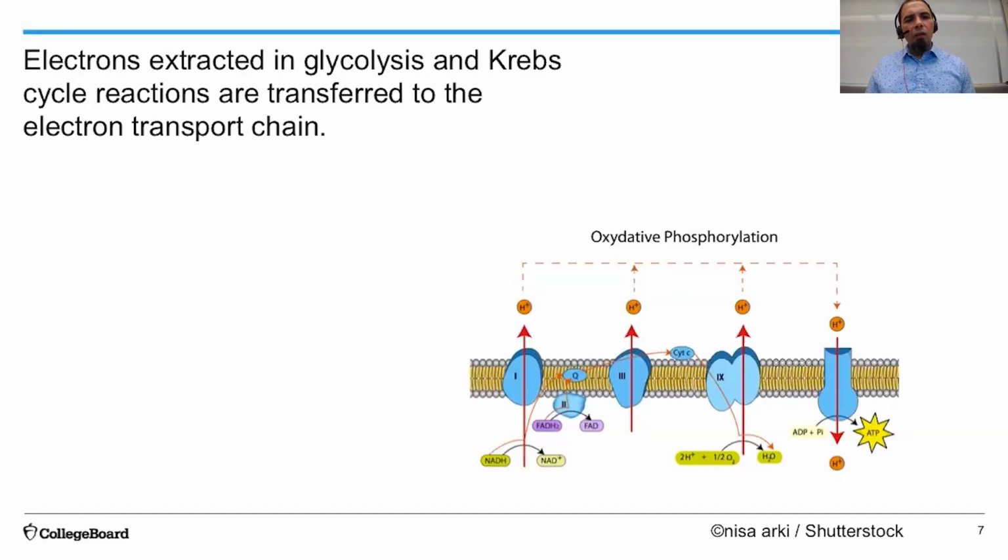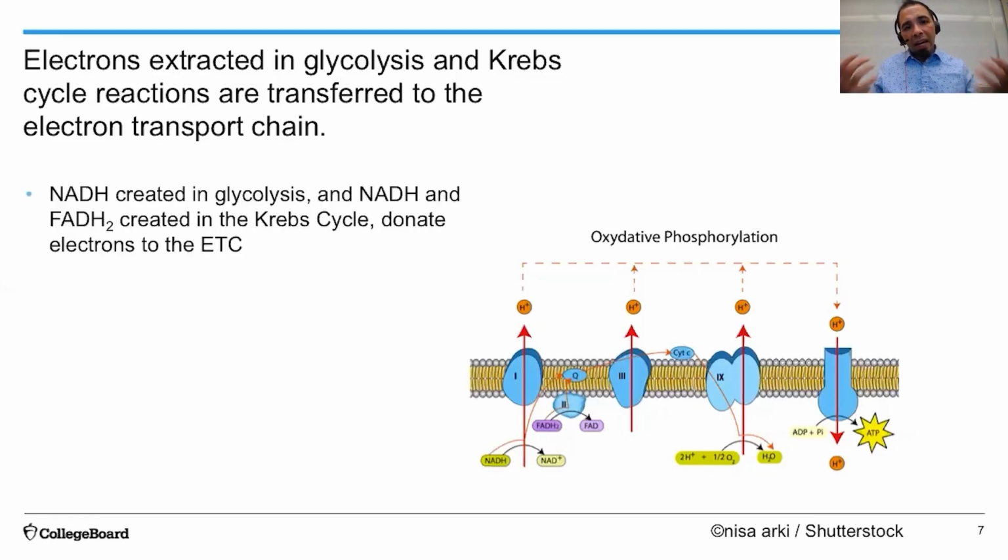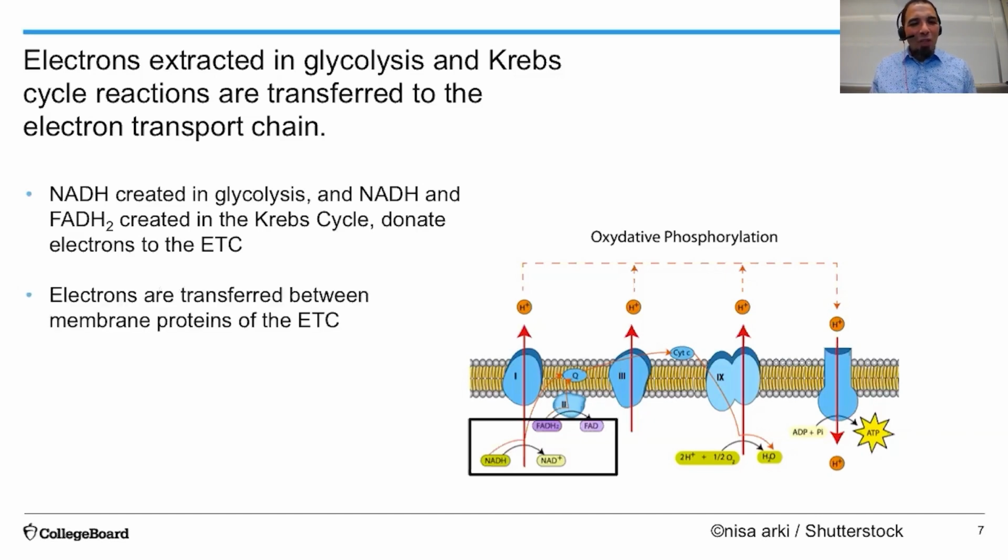So let's talk about those electrons. The electrons that were extracted in glycolysis and the Krebs cycle are going to be transferred to the electron transport chain. And so the NADH created in glycolysis and the NADH and FADH2, again, trying to keep those straight, created in the Krebs cycle, donate electrons to the electron transport chain. So there you are. There's your carrier molecules. There's the NADH coming in. There's your FADH2. Those electrons then are transferred between membranes, proteins, and the electron transport chain, which we've talked about. There's that blue box highlighting the electron transport chain.